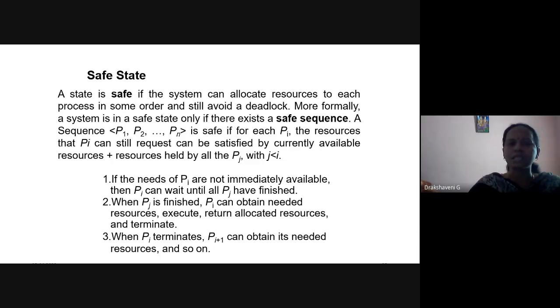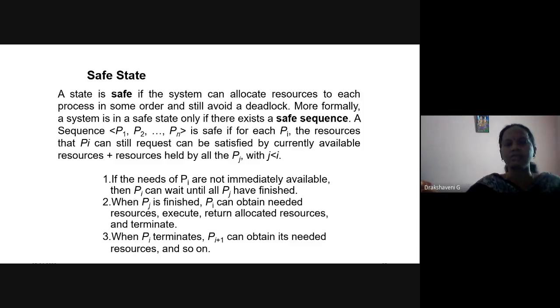Safe state. A state is safe. When do we say that? When we call you and ask whether you are safe or not, we ask whether you have any fever, cold, cough, because of these three we say corona is attacking. That's why we call and ask. Same way here also, safe state. A state is safe if the system can allocate resources to each process in some order and still avoid deadlock. More formally, a system is in a safe state only if there exists a safe sequence.